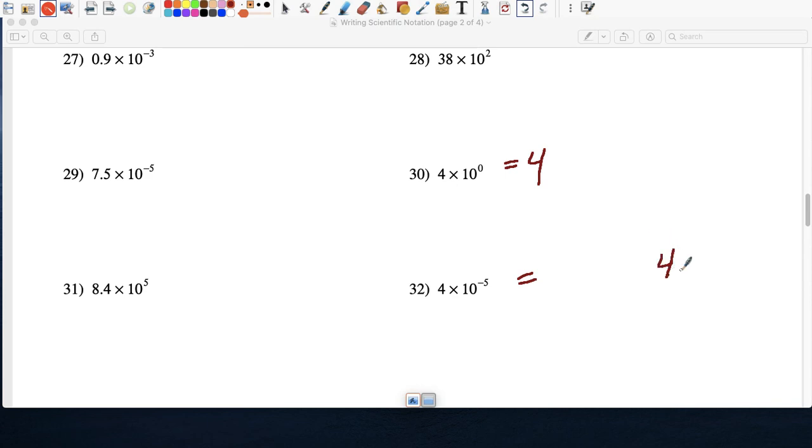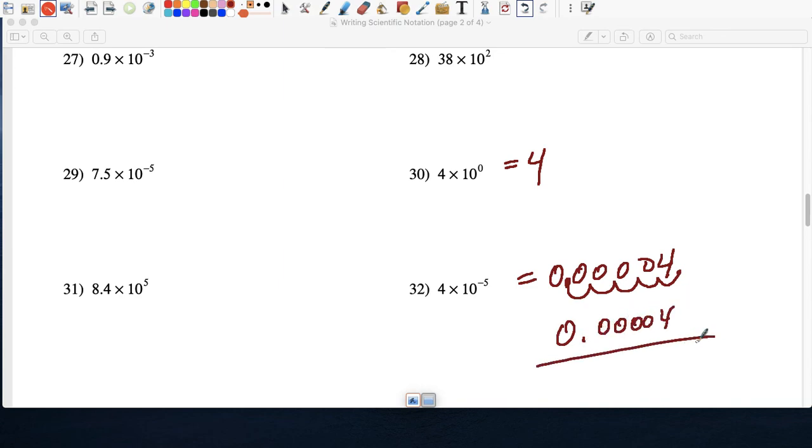So here's 4, here's the decimal. We're going to go left, right? Because of the negative exponent, we're going to go left. 1, 2, 3, 4, 5. All right, to the 3 people or 2 people that are watching this video, 0.00004. That's it. Very simple.